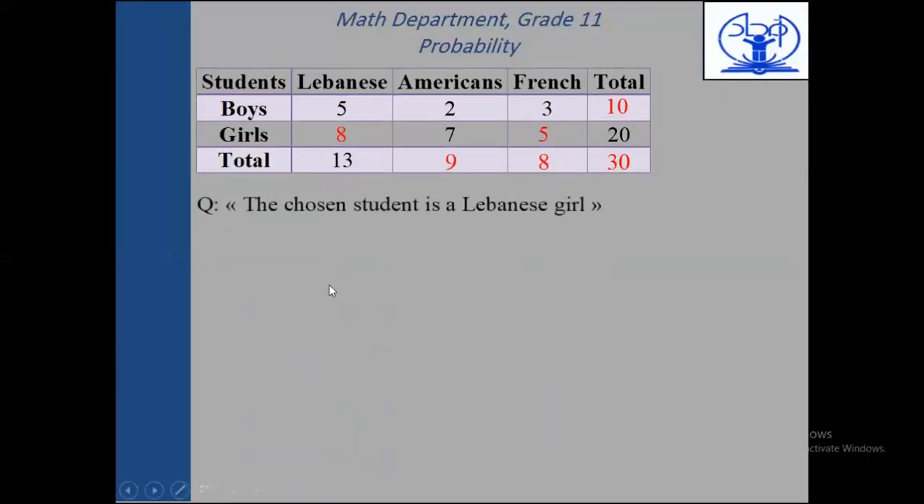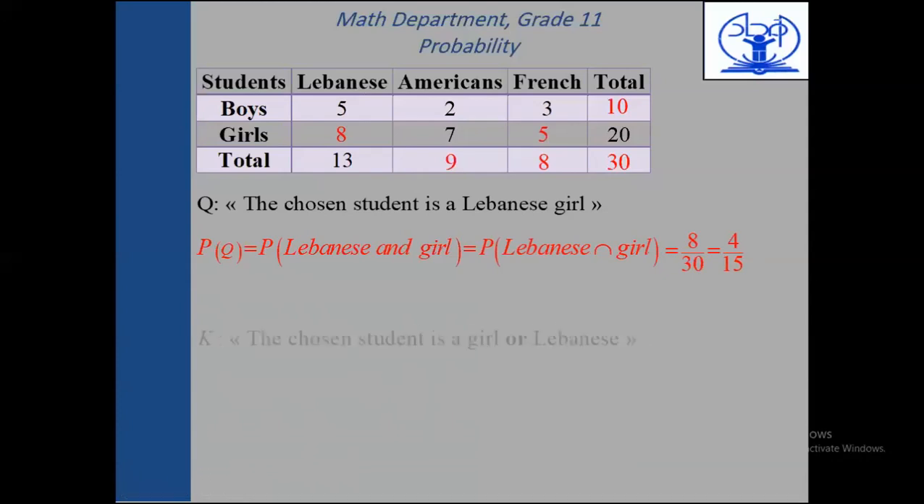Now, what's the probability that the chosen student is a Lebanese girl? Actually, this is a conjunction. It's an intersection. You want the student to be Lebanese, and at the same time, you want her to be a girl. So if you look at the girls and at the Lebanese, there are 8 students satisfying both conditions. And that's 8 over 30, which is 4 over 15.